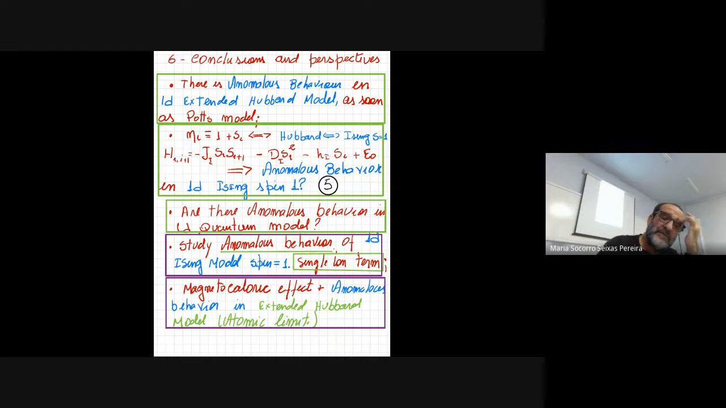Now, it's important to study the magnetic caloric effect in this model too. It was one of the first objectives in this model. So it's necessary to study the magnetic caloric effect too in the region of anomalous behavior.